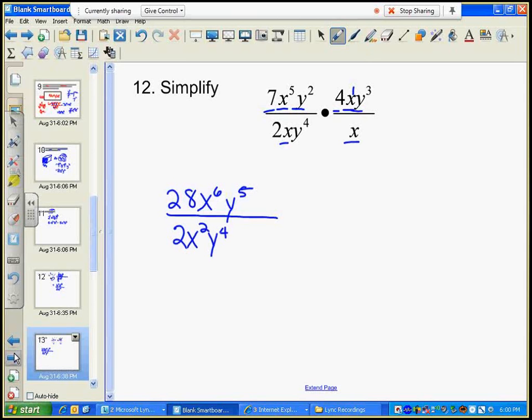Let's check it out and see if I have anything that I can simplify here. Well, I know I'm going to be able to simplify my coefficients. So I'll do that. So 28 divided by 2 is 14. Now I'm going to use my quotient rule on my same bases, on my x bases. So x to the 6th divided by x to the 2nd is x to the 6 minus 2, which is x to the 4th. y to the 5th divided by y to the 4th is y to the 5 minus 4, which is y to the 1st power. I don't even need to write that 1st power. Oh, that was it. I'm done.